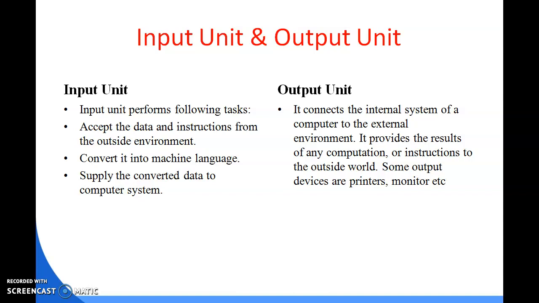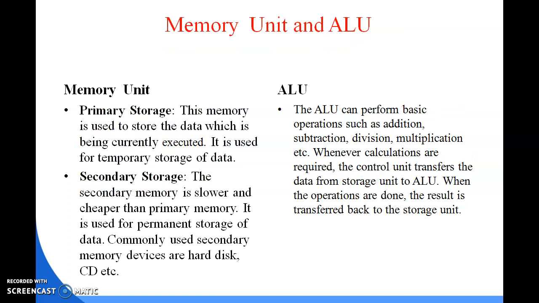The next are the memory unit and ALU. These are two very important parts of the computer's architecture. The design of the memory unit plays a major role in the computer system, and the ALU is also a main component. So what is the memory unit? The memory unit is divided into two parts: one is the primary memory and the other is the secondary memory.